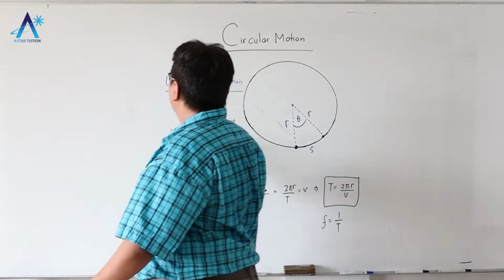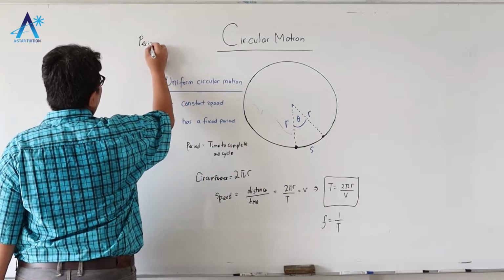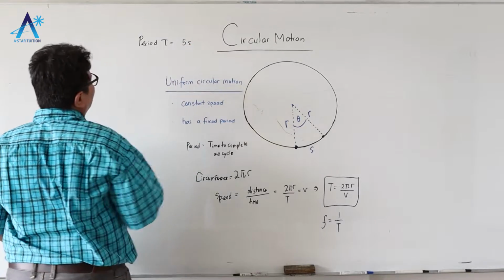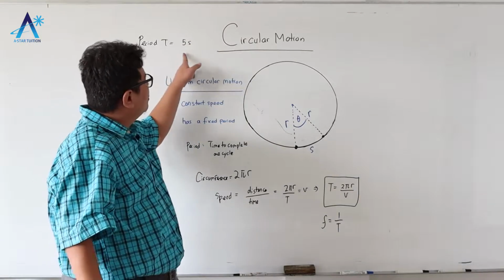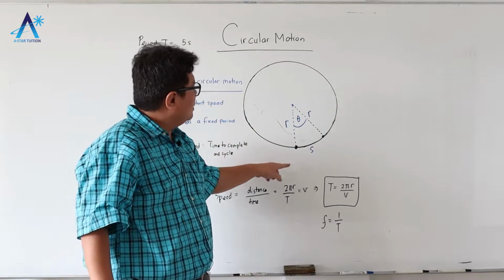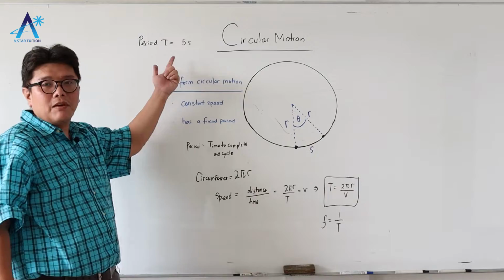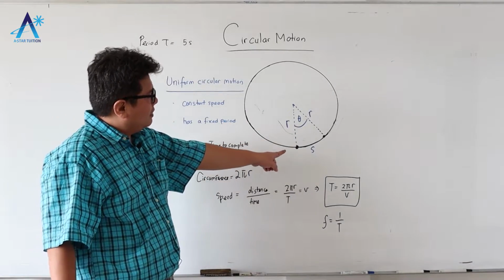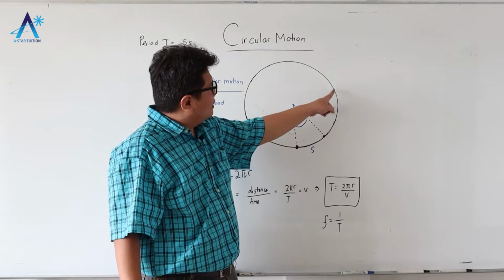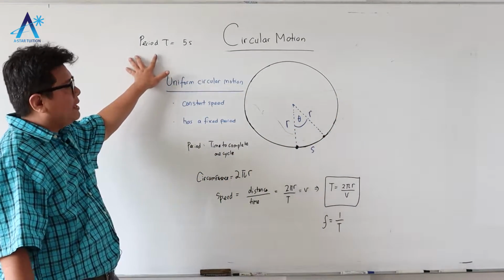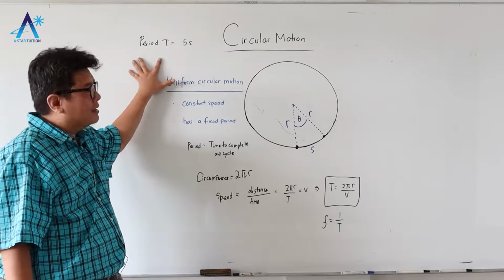Now imagine that the period T is equal to 5 seconds. What does it mean? It means that in order to complete one cycle, the time taken is 5 seconds. Now, let's say that this particle is completing one cycle in 5 seconds. So we say that the period is 5 seconds.